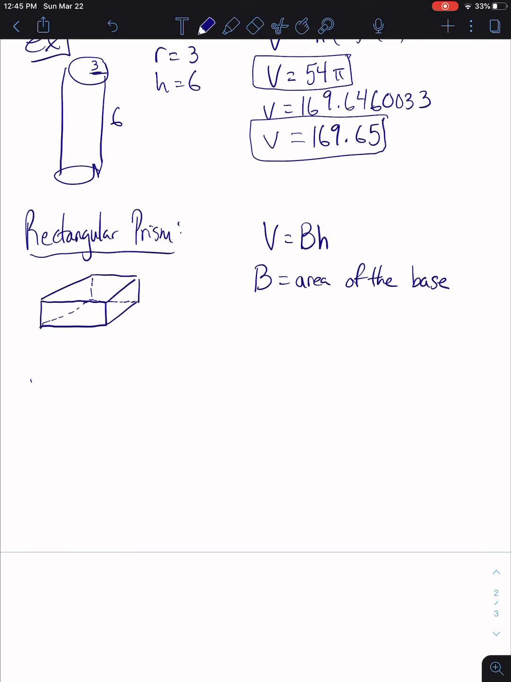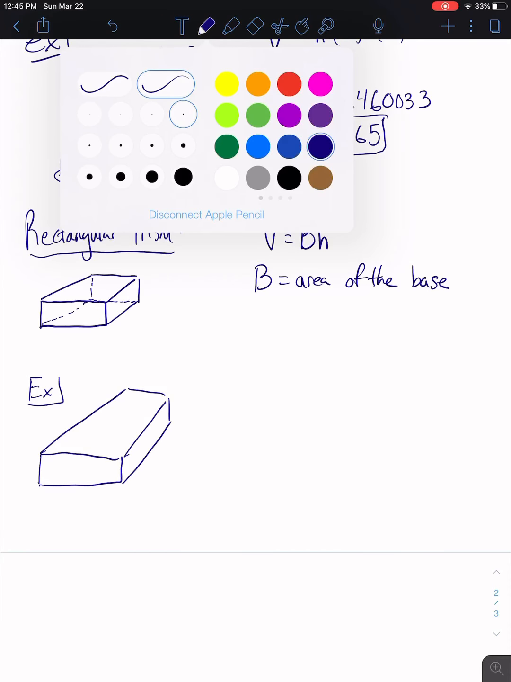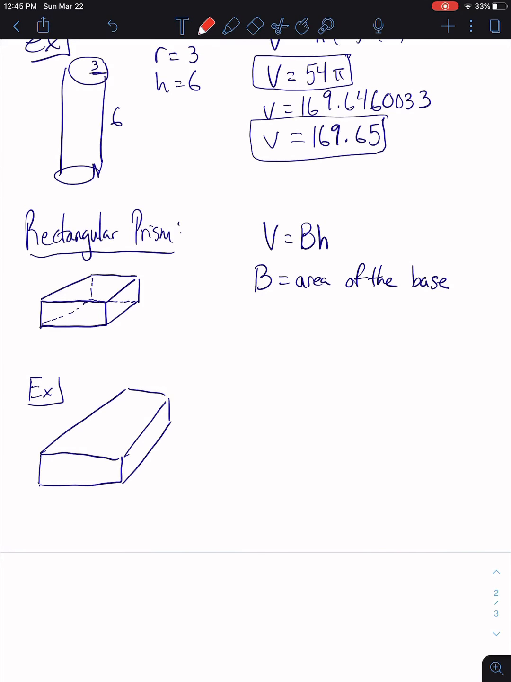So if we look at an example here, if we take a rectangular prism and we add some numbers to it, okay, sometimes those hidden lines will be drawn, sometimes they won't. But let's say that we're looking at this here and we know that the height here is 3. We know that the width here is 7. And let's say that we have a height this way of 10. So the base is going to be this part here. Okay, this is how we're going to look at this. So this is going to be our base.